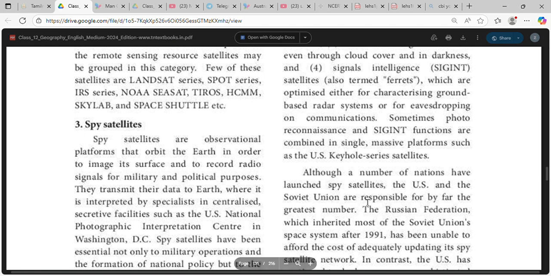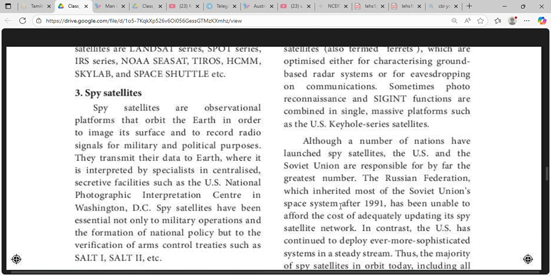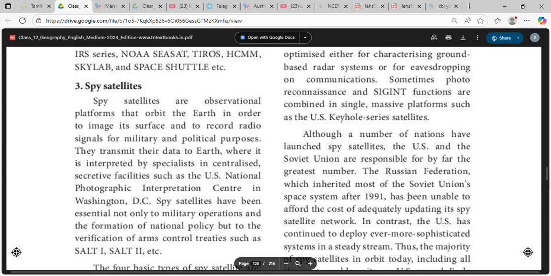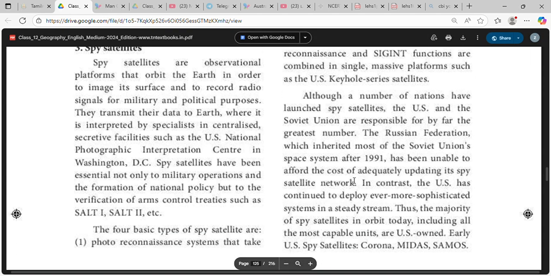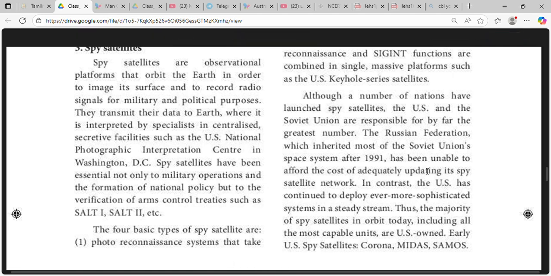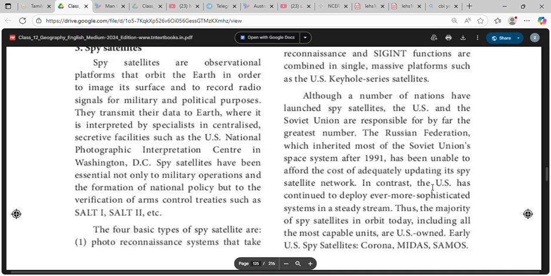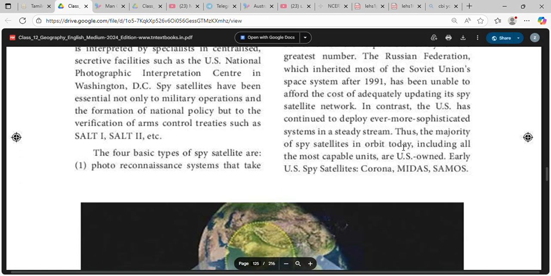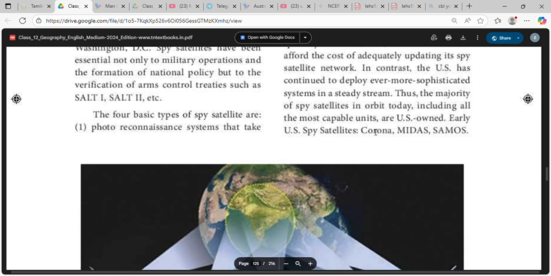Although a number of nations have launched spy satellites, the US and the Soviet Union are responsible for the greatest number. The Russian Federation, which inherited most of the Soviet Union space system after 1991, has been unable to afford the cost of adequately updating its spy satellite network. In contrast, the US has continued to deploy ever more sophisticated systems in a steady stream. Thus, the majority of spy satellites in orbit today, including all the most capable units, are US owned.